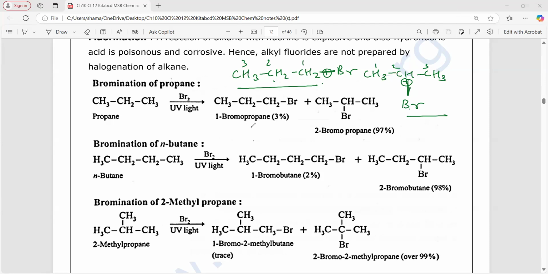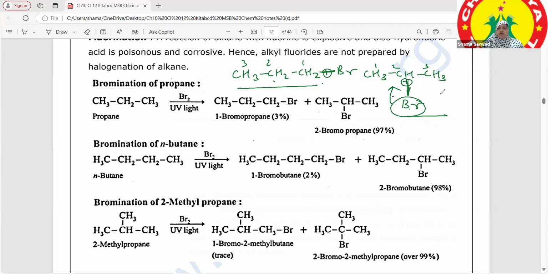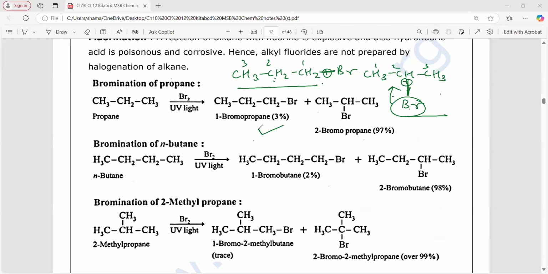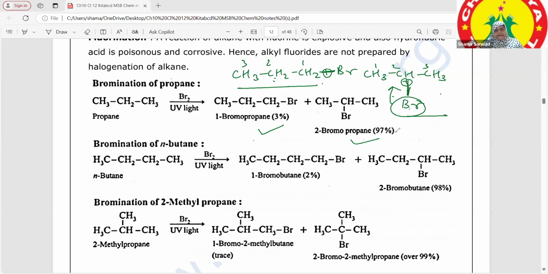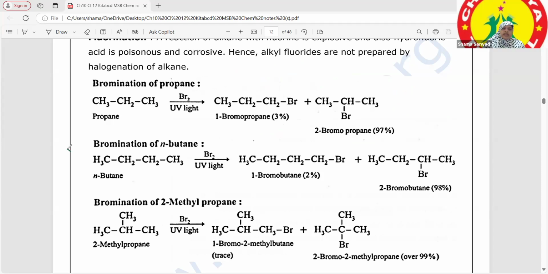Now what happened in this case? Your secondary is more stable as compared to primary, and hence as it is more stable, bromine will occupy the secondary position more often as compared to primary, because primary is less stable and immediately undergoes rearrangement. Hence that would be 3% with 1-bromopropane and 2-bromopropane is 97%. Got it? Yes, ma'am. Understood. That's it. Now next one would be what? Bromination of n-butane. Now butane, 1, 2, 3, 4.